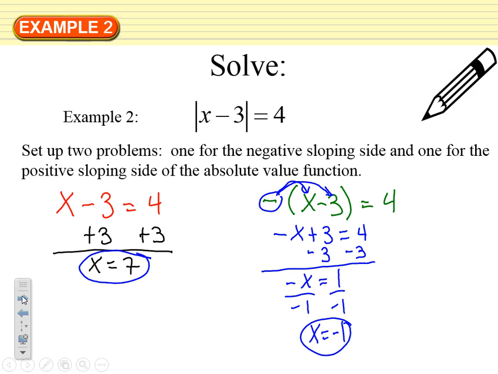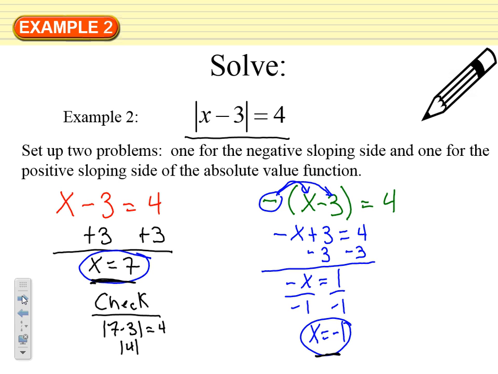Now before I can guarantee that they're solutions, I'm going to check both of them. So when you check, all we're going to do is take the original answer that we got and plug it into our original problem. So if I check this one, it's the absolute value of 7 minus 3 equals 4. Absolute value of 4 equals 4. We know the absolute value of 4 is just 4, so 4 equals 4. That one works. If we check this one over here, we're going to check negative 1, so we have absolute value of negative 1 minus 3 equals 4.